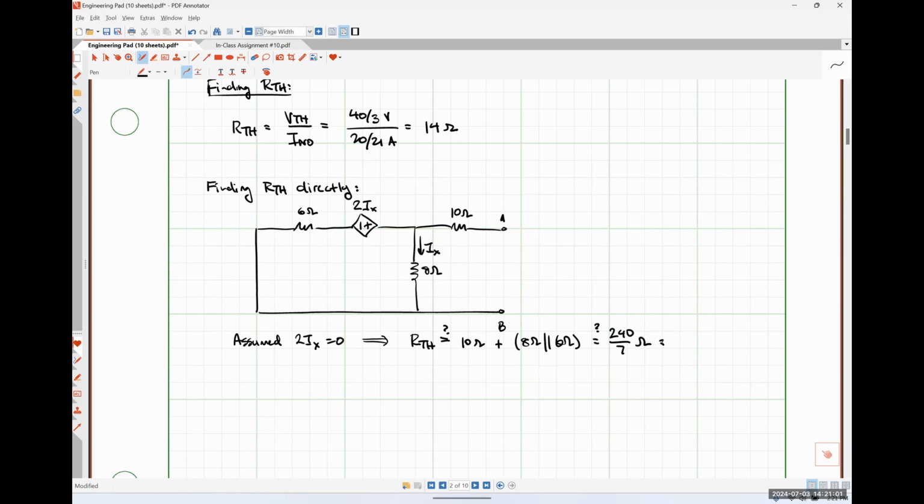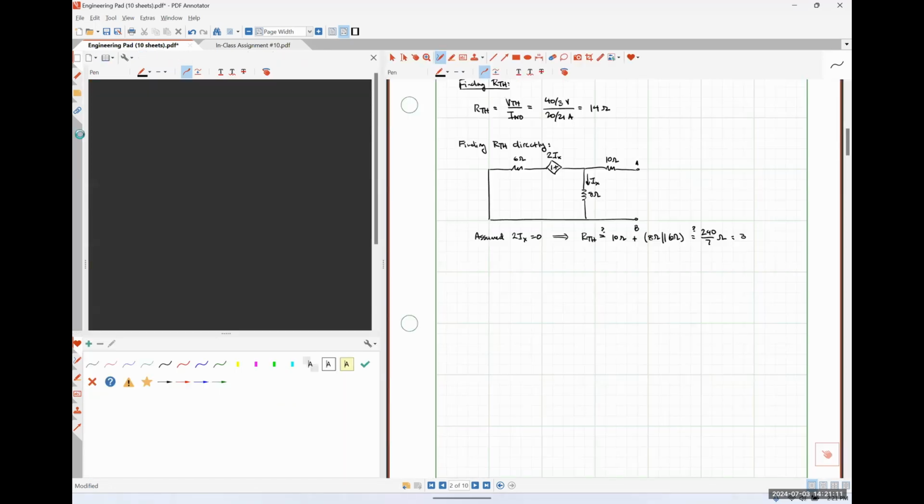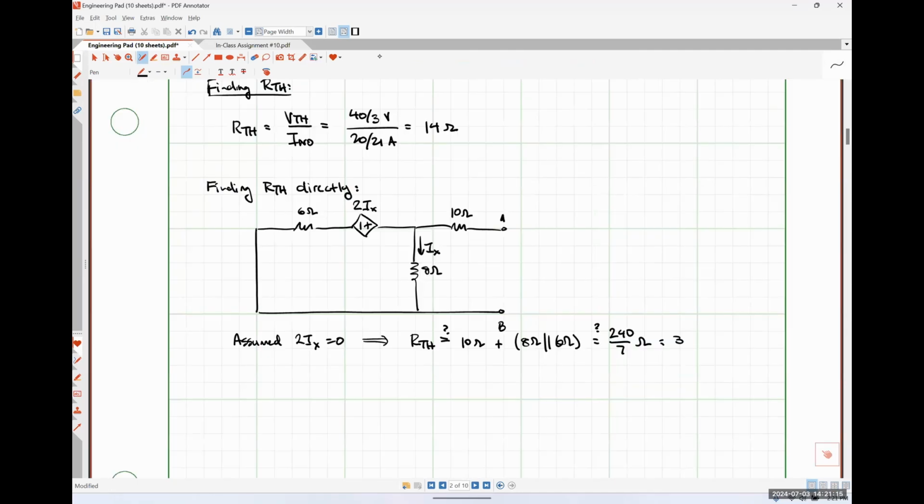$240 over 7 ohms, or oops, I did 10 times, not 10 plus. My apologies there. Oops, and my finger grazed something. That seemed way too large. Sorry about that. 10 plus 48 over 14, 94 over 7.